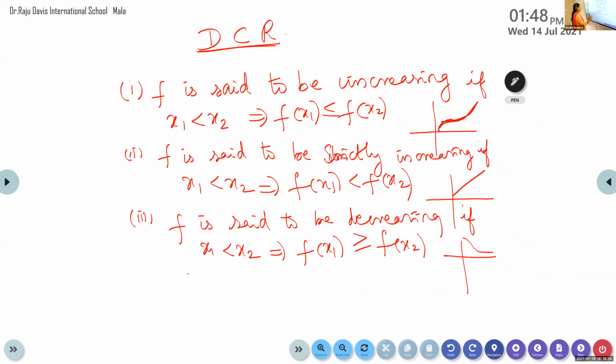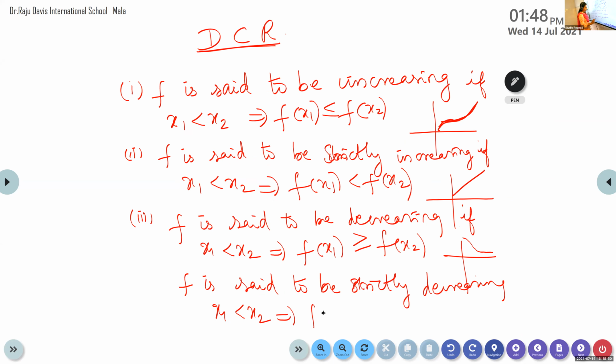And the next one, f is said to be strictly decreasing if x1 less than x2 implies f of x1 is strictly greater than f of x2. Strictly decreasing.